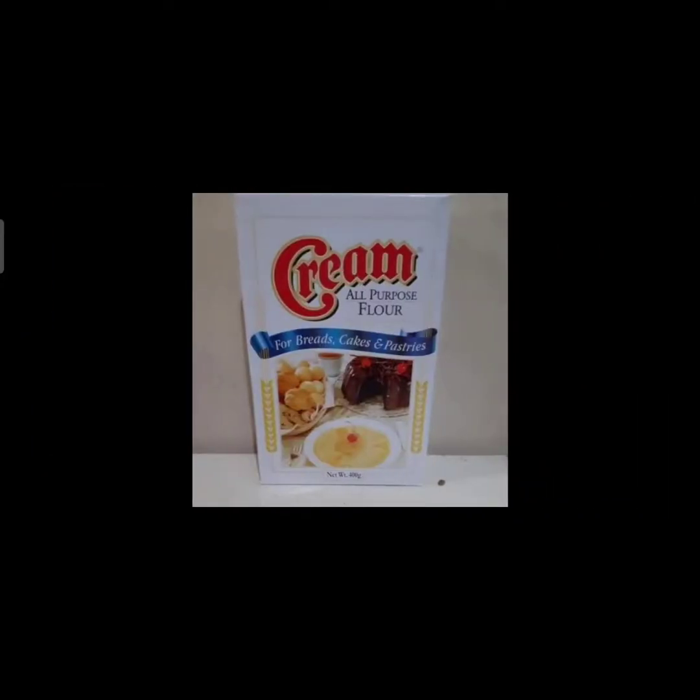Then flour. Flour holds ingredients together in baking. When flour protein is combined with moisture and heat, it develops into gluten. Different types of flours have different levels of protein, which are suitable for various baked goods.